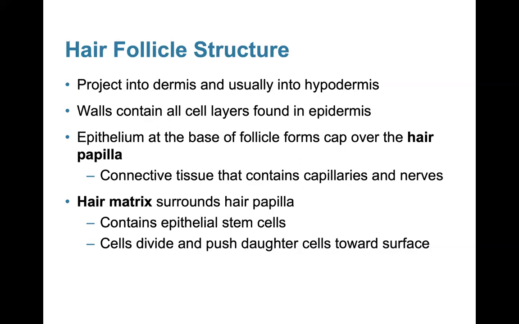The epithelium at the base of the follicle forms a cap over the hair papilla, the connective tissue that contains the capillaries and nerves. The hair matrix will surround the hair papilla, and it contains epithelial stem cells, and the cells will divide and push daughter cells towards the surface.